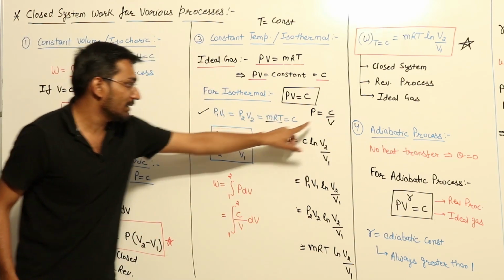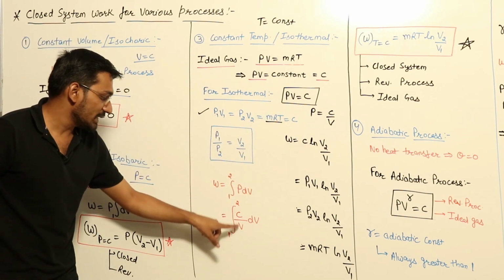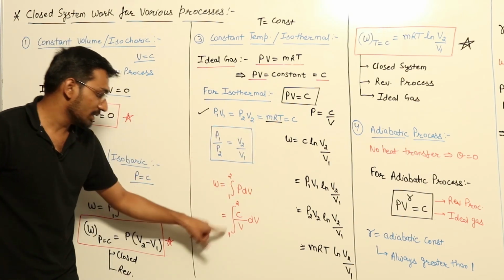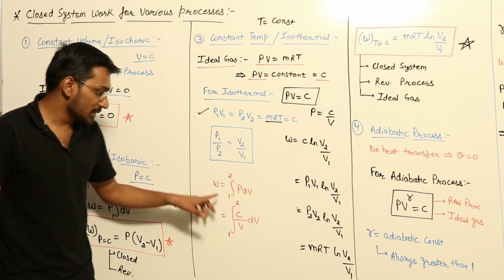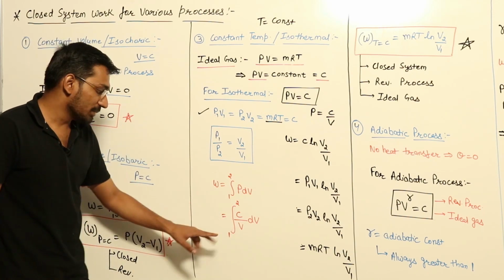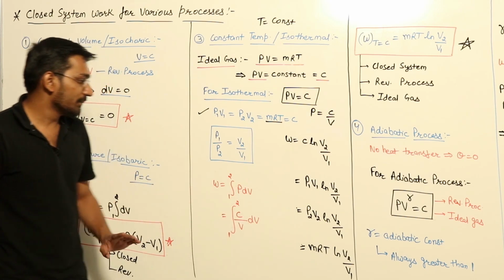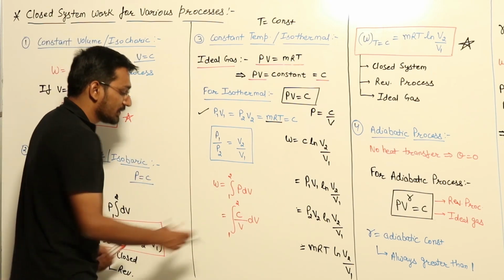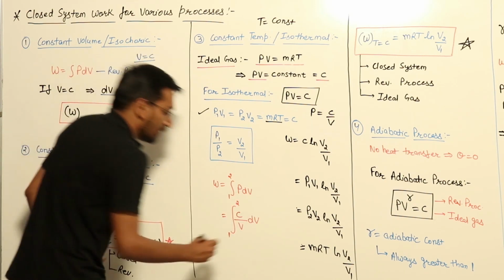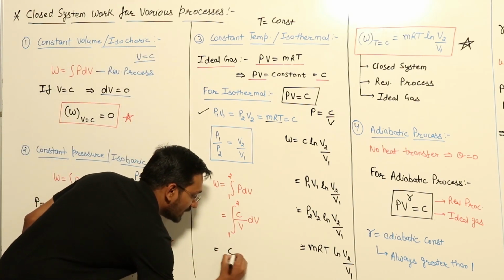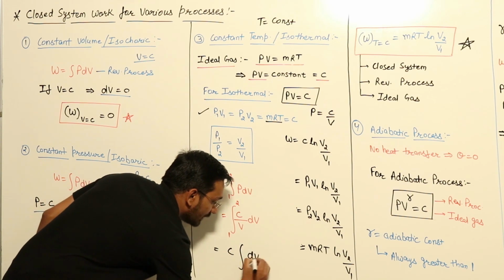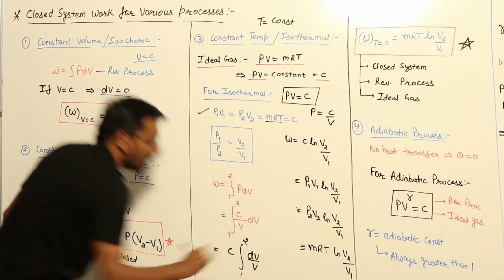From this equation I can write the integration from point 1 to point 2 of C upon V into dV. This is the work done in a constant temperature process. I am just substituting P is equal to C upon V. Now C is a constant, so we can take C out. So this will be equal to C into the integration of dV upon V from point 1 to 2.